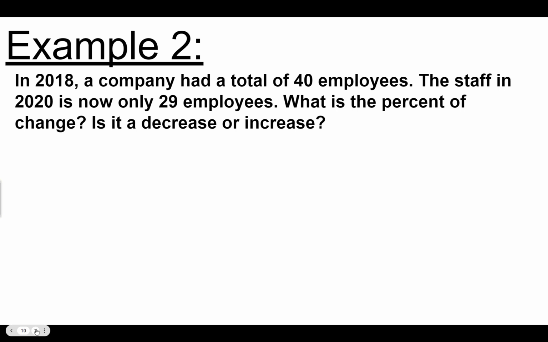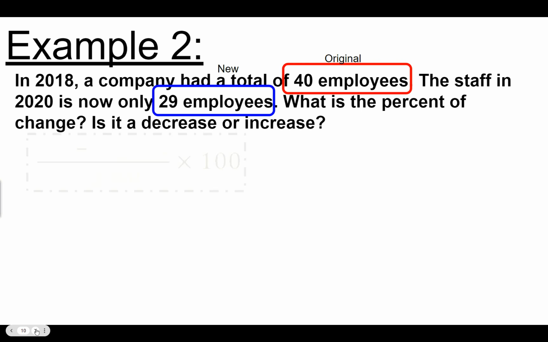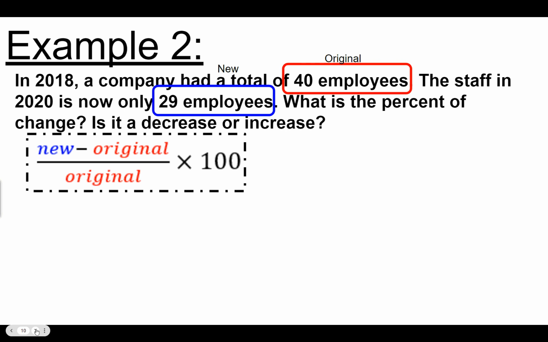Okay? So 2018 happened first, so that is my original amount of 40 employees. And then 2020 happened next, or second. So that 29 employees, that is my new amount. Okay? We are going to write down our formula. New minus original over original times 100. And then we're going to go ahead and fill those in with numbers. So it would be 29 minus 40 over 40 times 100.